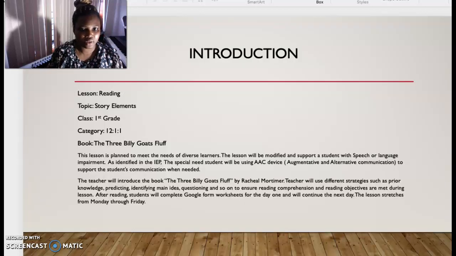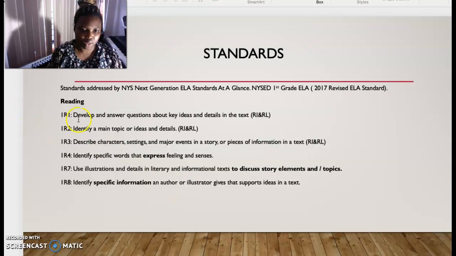Here I have the introduction. Lesson: reading. Topic: story elements. Class: first grade. Category: 12 to 1-to-1. In our classroom, we have a focus learner with speech impairment. So right here we have the book, The Three Billy Goats Gruff, and this is a brief introduction to the lesson. Right here I have standards. We are using New York State standards for reading.